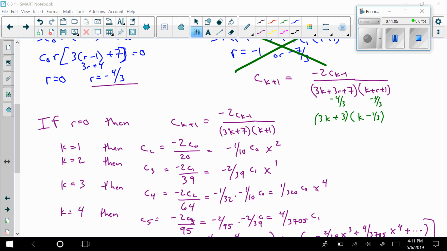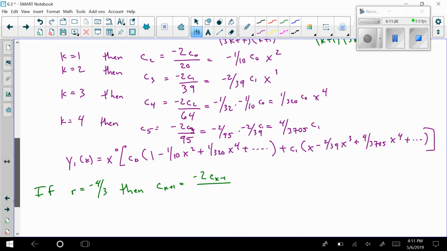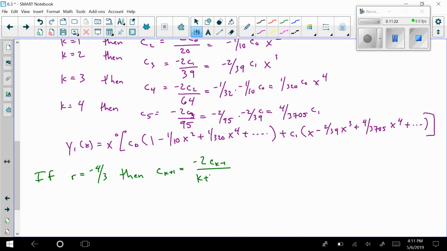right? And then a sneaky trick here would be to factor out the 3 from here, but at the same time push it into the other one, which would then make it 3k minus 1. And that's just a small trick, so you don't have to deal with the fractions.